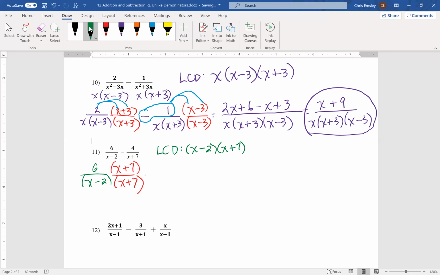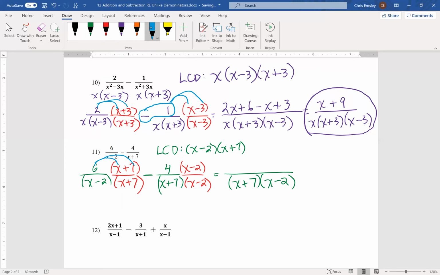Keep in mind, this one is a subtraction, so be careful. That second fraction has the x plus 7, but it is missing the x minus 2. Okay, we've built ourselves this nice little common denominator. So we just copy that down, and then we do the arithmetic across the top.